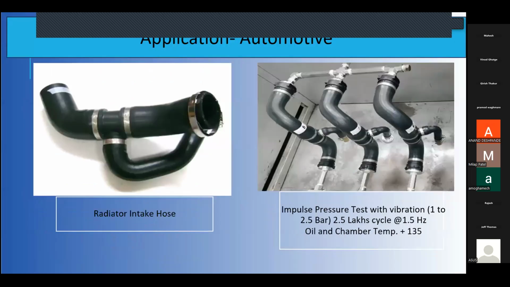This is radiator intake hose. One can see there is a very complex hose, where even the attachment is quite challenging for us. When we were testing these hoses for the impulsation, the attachment was designed and developed by us. We even developed the test program exclusively along with one of the OEMs to validate this, and now it has become part of their test specification.